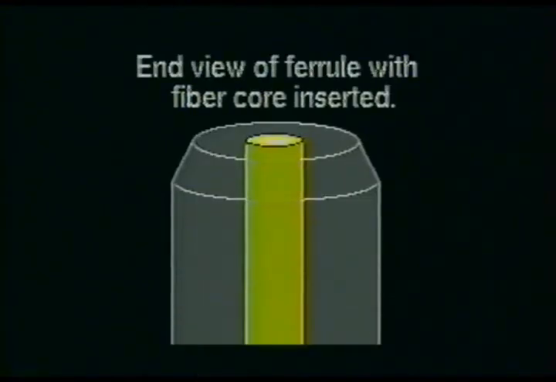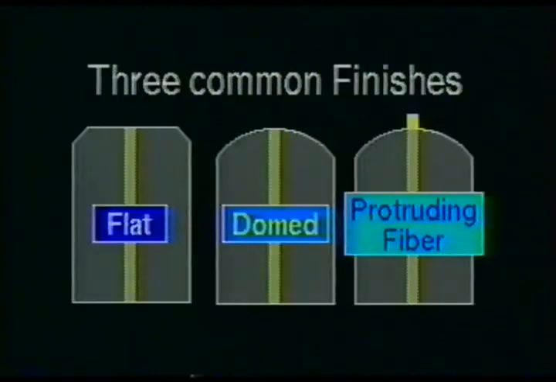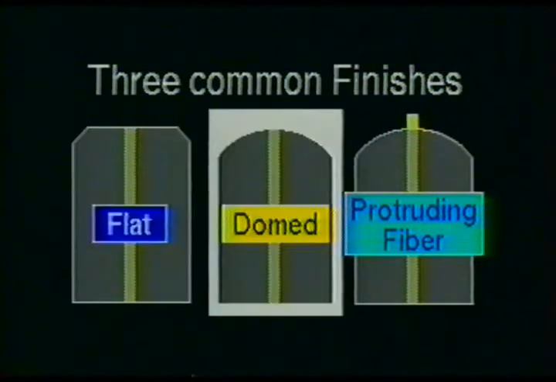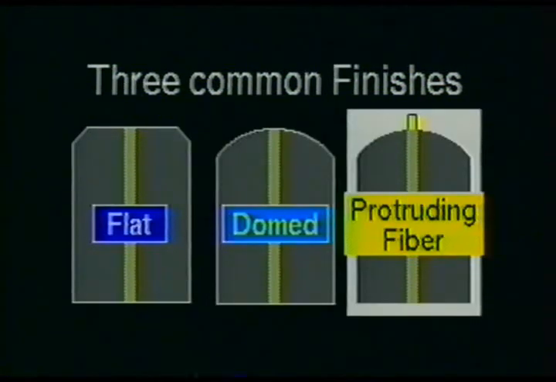Earlier it was mentioned that the end of the fiber had to be polished to a flat, smooth finish. In optical connector terminology, the term finish refers to the geometry of the ferrule face when the cable is in it. As you can see, there are three common finishes in widespread use with many of today's connectors. They are the flat, domed, and protruding fiber finishes.